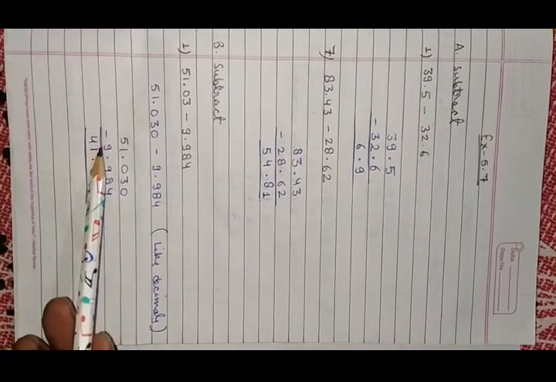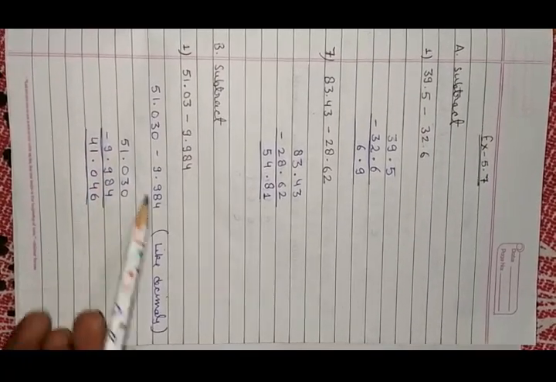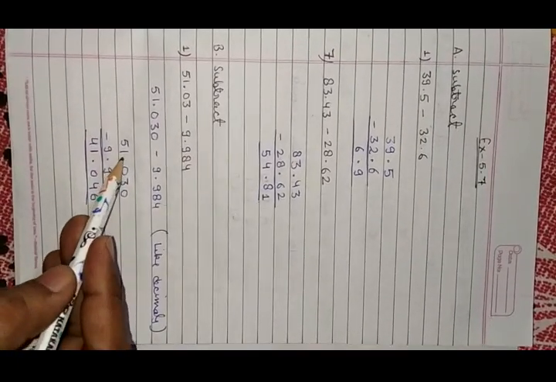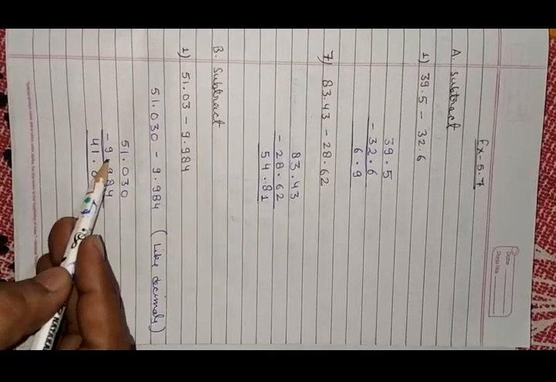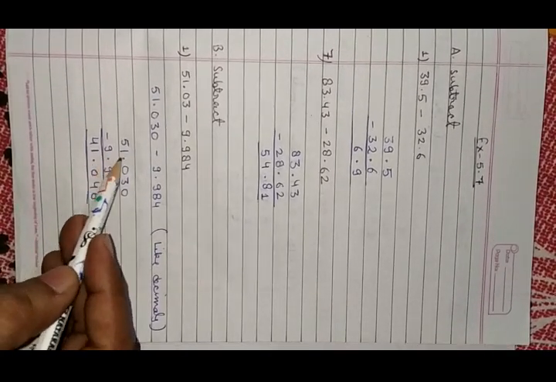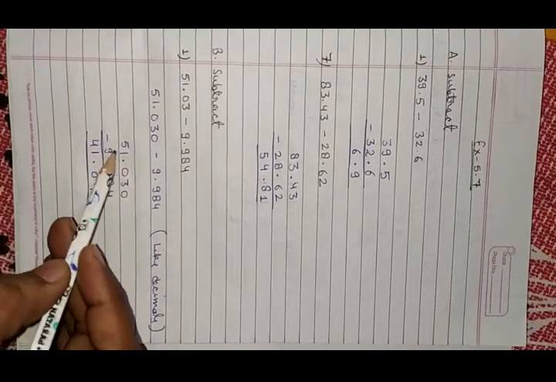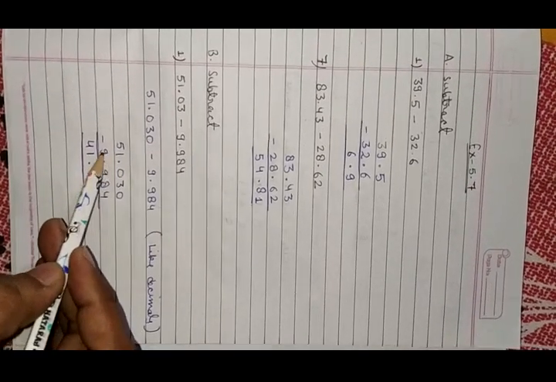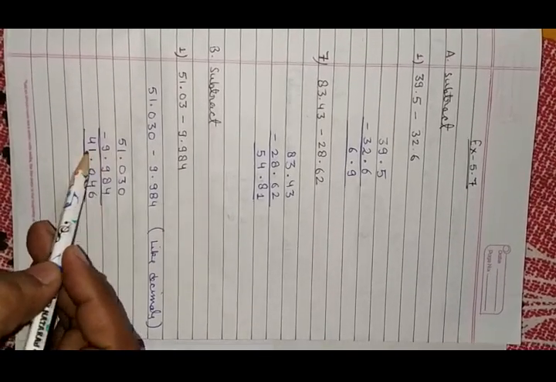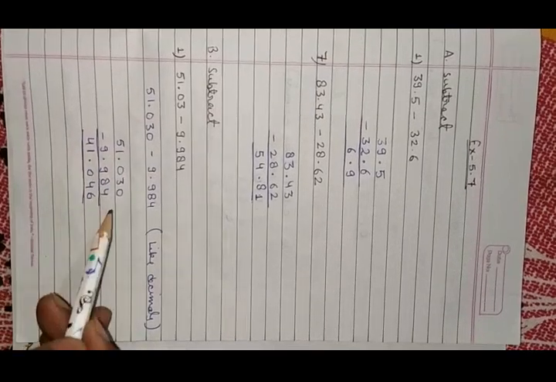51.030 minus 9.984. Okay, just write the decimal in the same column. Okay, बिल्कुल एक ही लाइन में एक कॉलम में होने चाहिए, and 9 just under the 1 in one's column. इस कॉलम में 9 को लिखना है. Okay, now subtract.